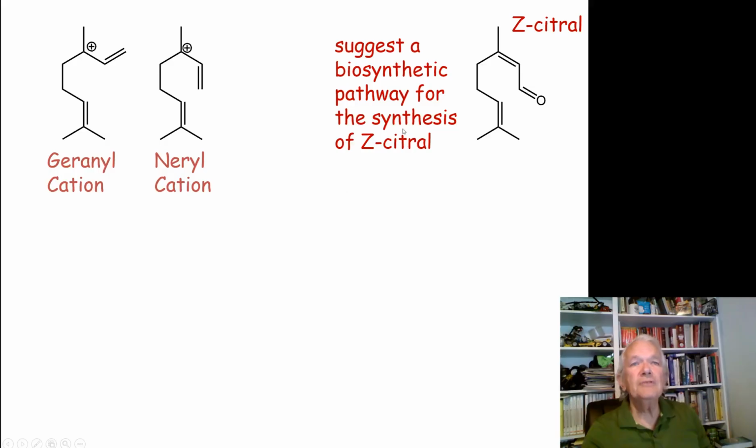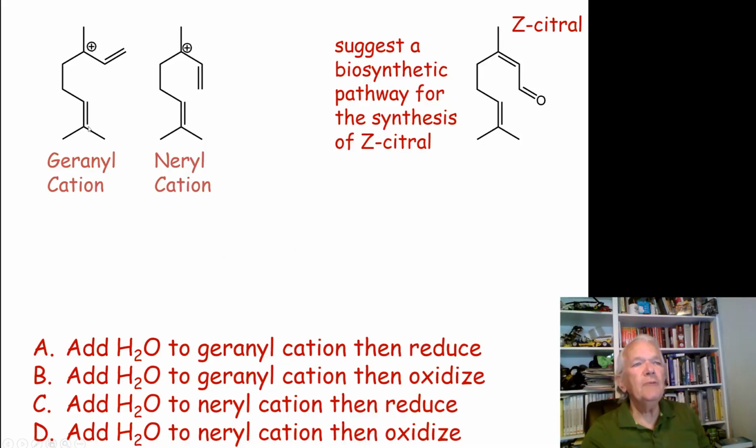So what would be a biosynthetic pathway for making Z-citral? Which would you make this from? Would you make it from the geranyl cation or the neryl cation? And once you've done it, would you oxidize or reduce? Well, this is a pretty trivial problem. I mean, what's the conformation here? This is Z. It has to come from the neryl cation, because that's the one that's going to give you the Z isomer when you move the double bond there. So it's obviously coming from the neryl cation, and it's an aldehyde.